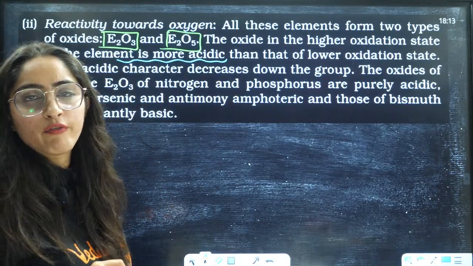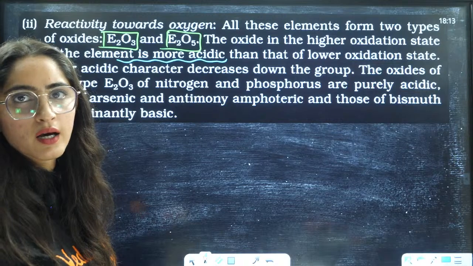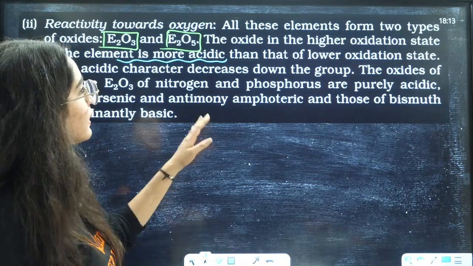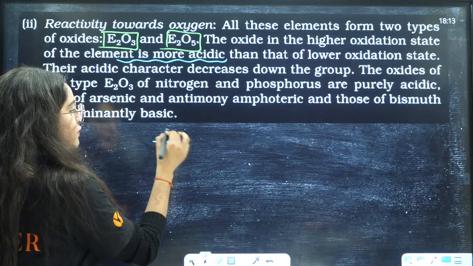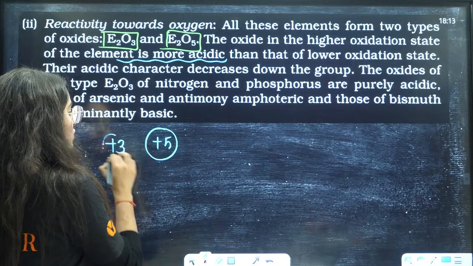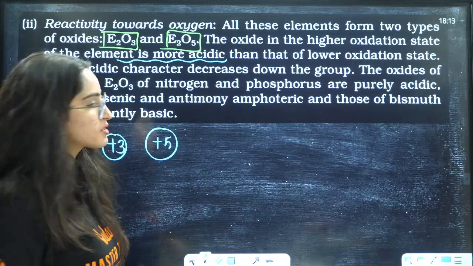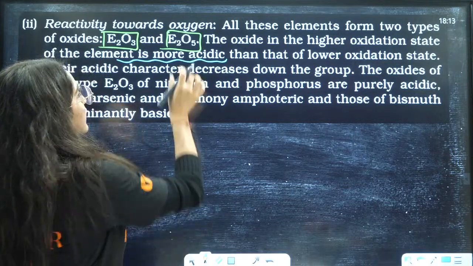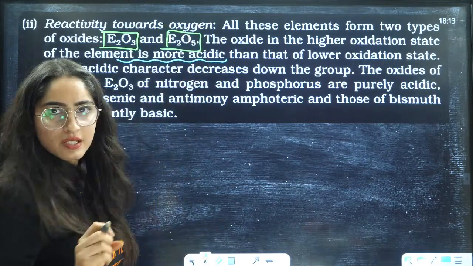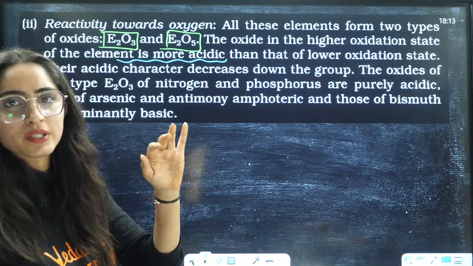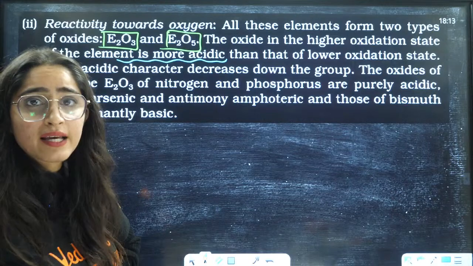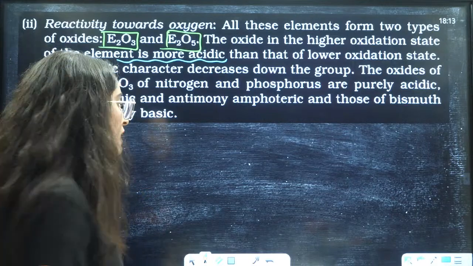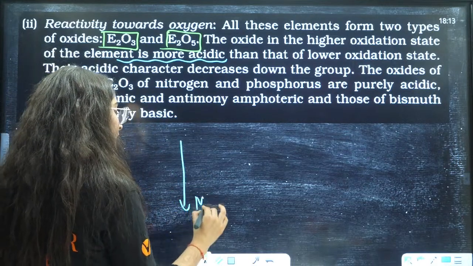Can you tell me why it is more acidic? Now, higher oxidation state means +5 oxidation state. Lower oxidation state means this oxidation state. Now, they are saying that the oxide in the higher oxidation state, we know that these are the upper oxides, and they are more acidic in nature. Why? Because down the group, we know that metallic character increases.